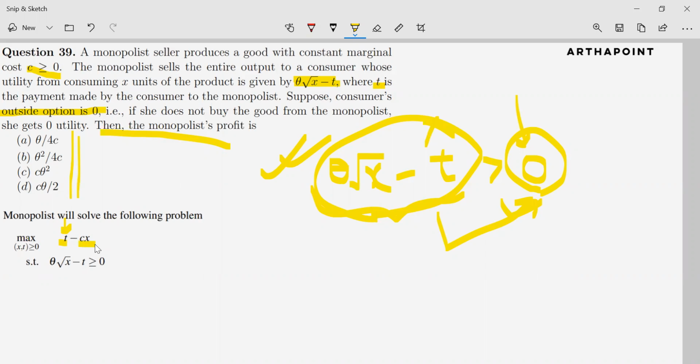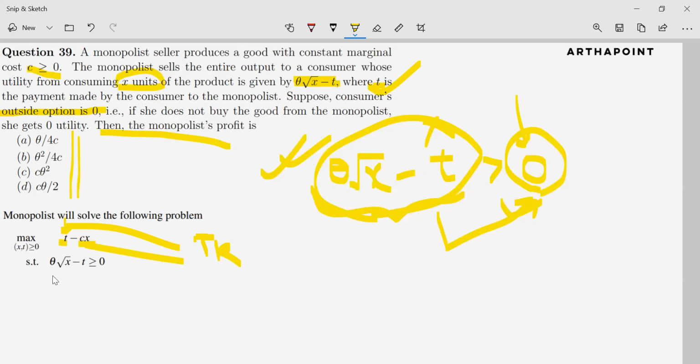So you see that the total payment that the consumer made for X units was T. So T is like the total revenue. I have to find out the total cost. So the total cost is going to be marginal cost into the number of units that are there. So C into the number of units gives you the total cost. So total revenue minus total cost is the profit.